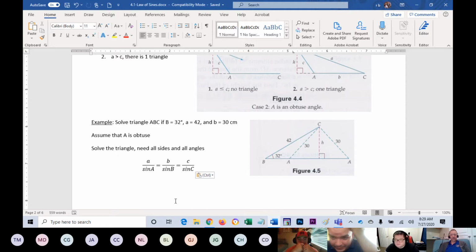No. Remember, 32, because that's the only one that we know. So we were going to start with B over the sine of B, right? So B over the sine of B. So B is what in this case?